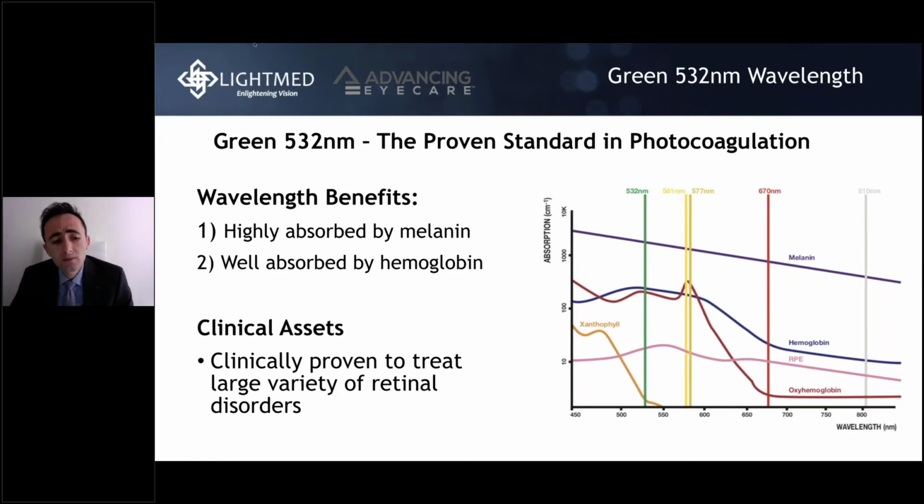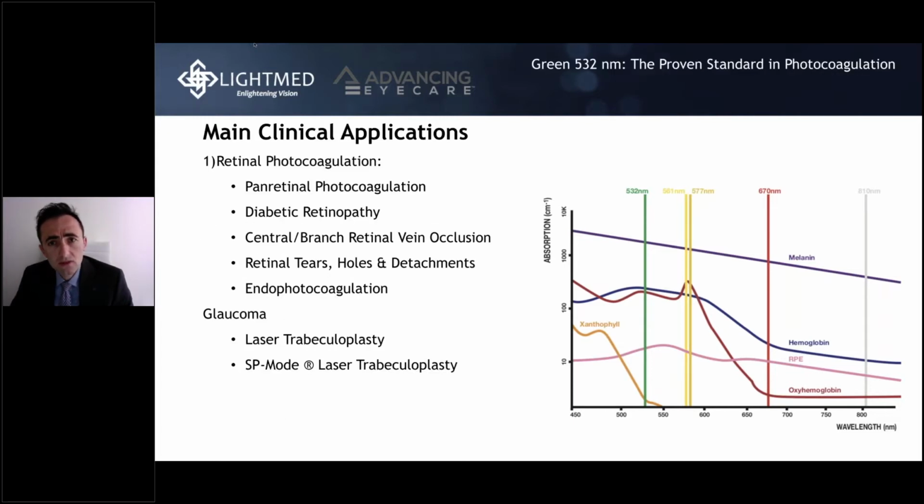It has been a clinically proven asset to treat a large variety of retinal diseases. The main clinical applications of green lasers are retinal photocoagulation in PRP for patients with diabetic retinopathy, or retinal ischemia from retinal vein occlusion. Also, we use it for laser retinopexy for patients with retinal tears, holes, detachments, and also in endophotocoagulation. Also, it has its applications in glaucoma treatment when we apply laser trabeculoplasty, and also the SP-Mode laser trabeculoplasty. I'm going to talk about the SP-Mode in the upcoming slides.